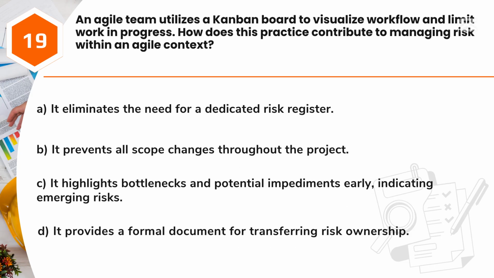Question 19. An Agile team utilizes a Kanban board to visualize workflow and limit work in progress. How does this practice contribute to managing risk within an Agile context? A. It eliminates the need for a dedicated risk register. B. It prevents all scope changes throughout the project. C. It highlights bottlenecks and potential impediments early, indicating emerging risks. D. It provides a formal document for transferring risk ownership.